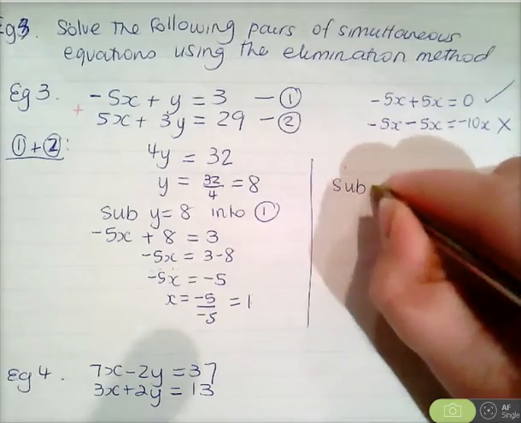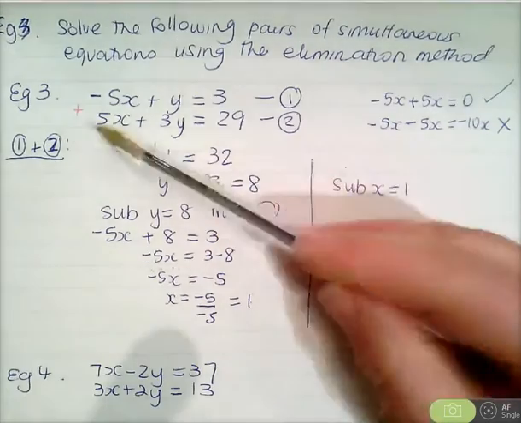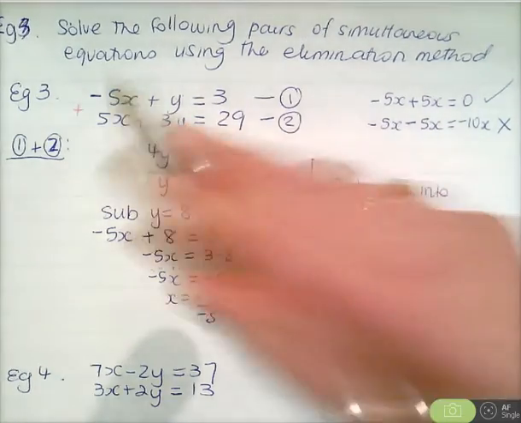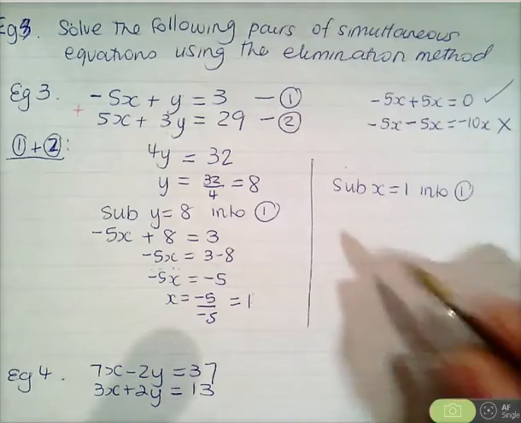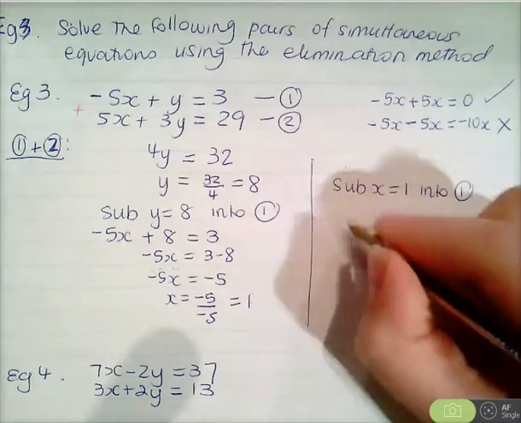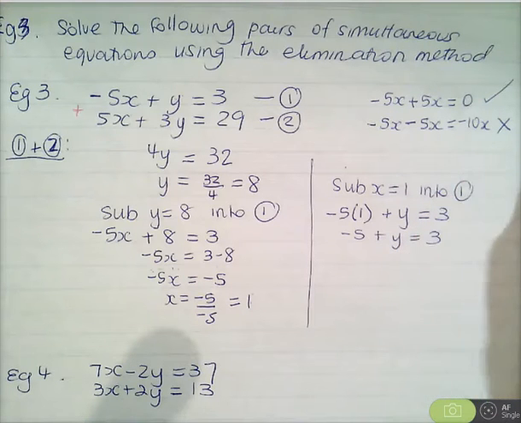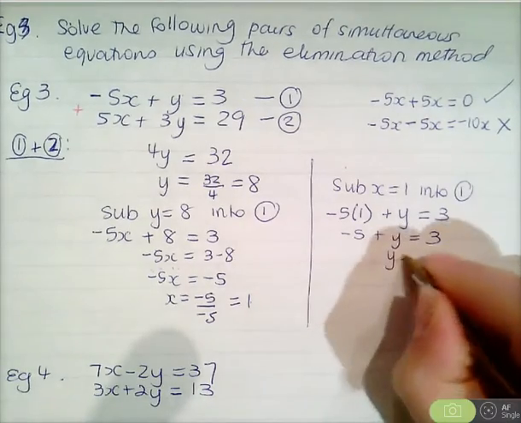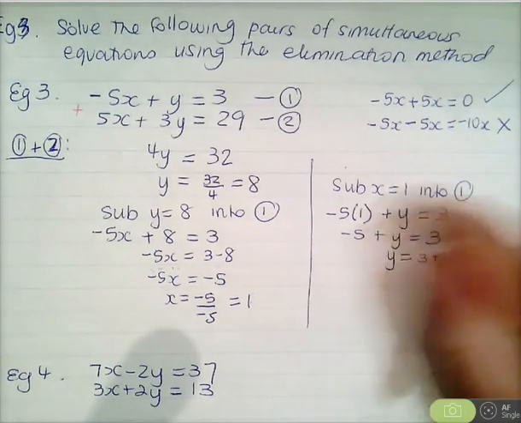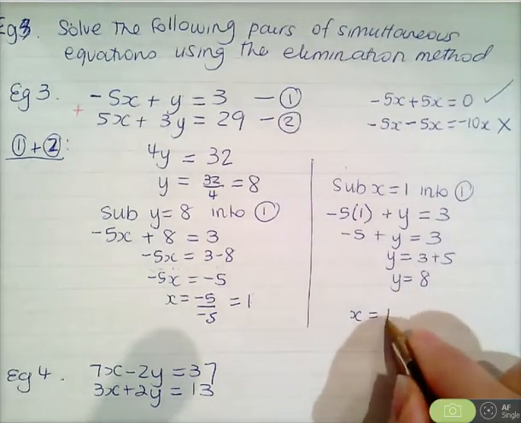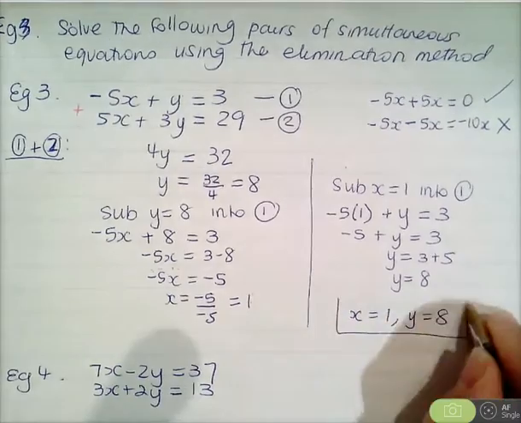Now that we know what x is, we're going to substitute x is 1 into either of these equations. It doesn't matter which one, I'll actually go into equation 1 again. So substitute x is 1 into equation 1, so I get negative 5 times 1 plus y equals 3. Now that's negative 5 plus y is 3. Taking this minus 5 over to the other side, I get the 3 plus 5, and so I get that y is 8. And therefore my solution to this simultaneous equation is x equals 1, y equals 8.